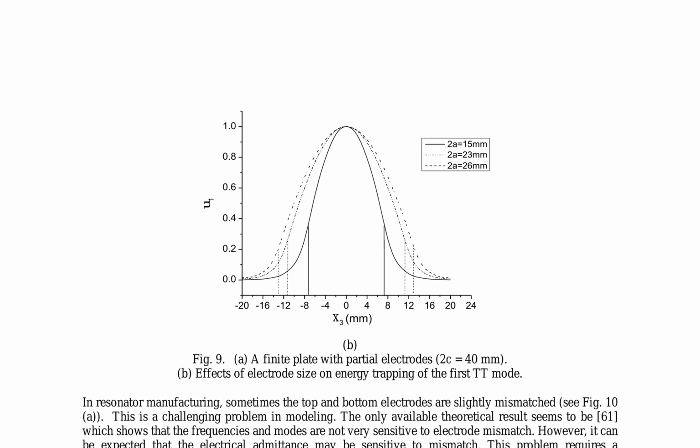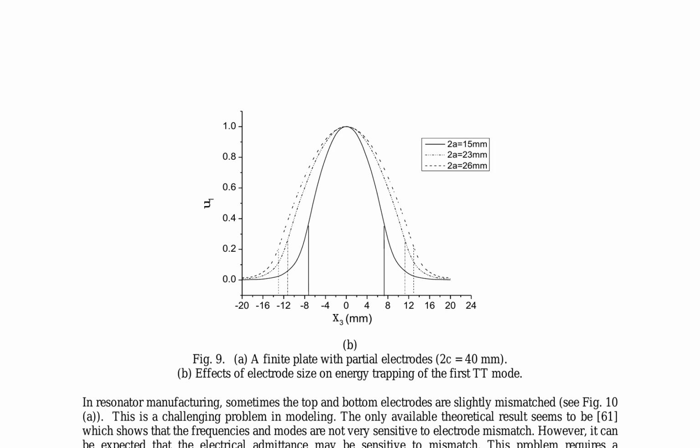The effects of electrode size on energy trapping of the first thickness twist (TT) mode are showcased in Figure 9b, revealing that the energy trapping efficiency increases as the electrode size increases. In resonator manufacturing, electrode mismatches between the top and bottom electrodes often occur, as depicted in Figure 10a. This mismatch poses a challenging problem in modeling, with limited theoretical results available, such as those presented in 61.